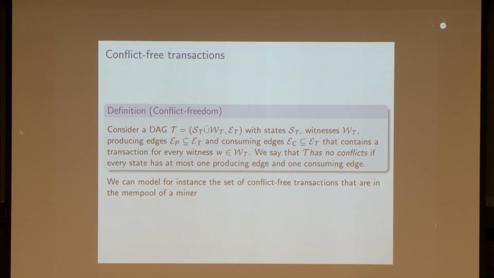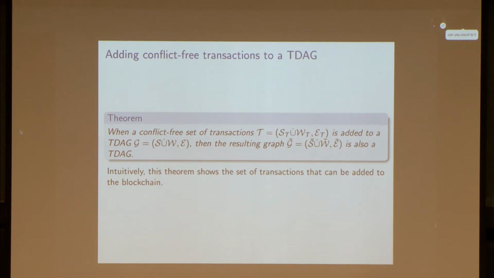Once we have that, the next natural step is how we can add those conflict-free transactions to a TDAG. And for that, we show how to do such an addition, and we show in the paper that when we have a conflict-free set of transactions and we add it to a TDAG, if we follow the procedure in the paper, the resulting graph that we get is also a TDAG. So intuitively, this theorem proves that following the addition mechanism that we have, the result is also a TDAG, meaning that we can safely add transactions to the blockchain.